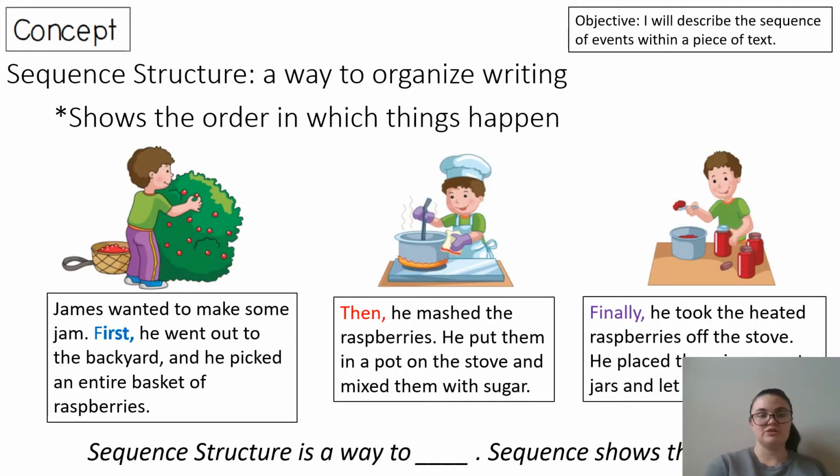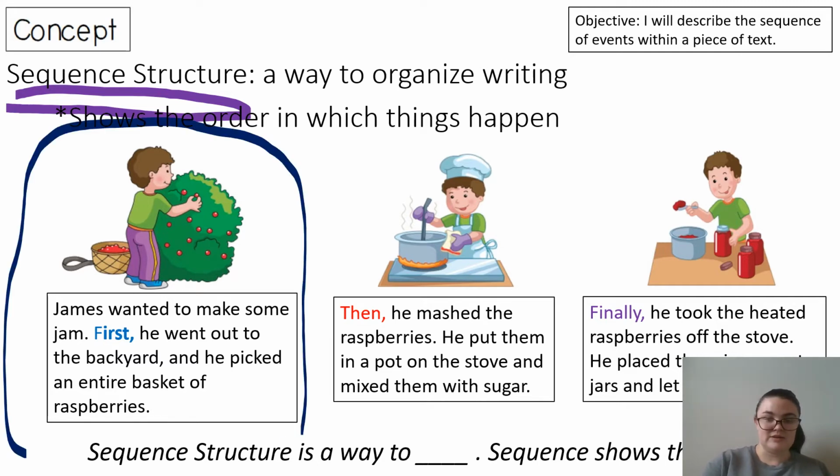We're still talking about structure or how a story is organized. So sequence structure is a way to organize writing, and it shows the order in which things happen. Here's our example with our friend out in his garden. It says, James wanted to make some jam. First, he went out to the backyard and he picked an entire basket of raspberries. Then he mashed the raspberries. He put them in a pot on the stove and mixed them with sugar. Finally, he took the heated raspberries off the stove. He placed them in separate jars and let the jam cool.